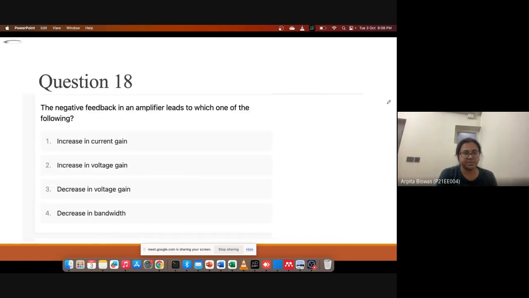Question number 18. The negative feedback in an amplifier leads to which one of the following? First option is increase the current gain. Second option is increase the voltage gain. Third option is decrease the voltage gain. And the fourth option is decrease the bandwidth. So what is the right answer?